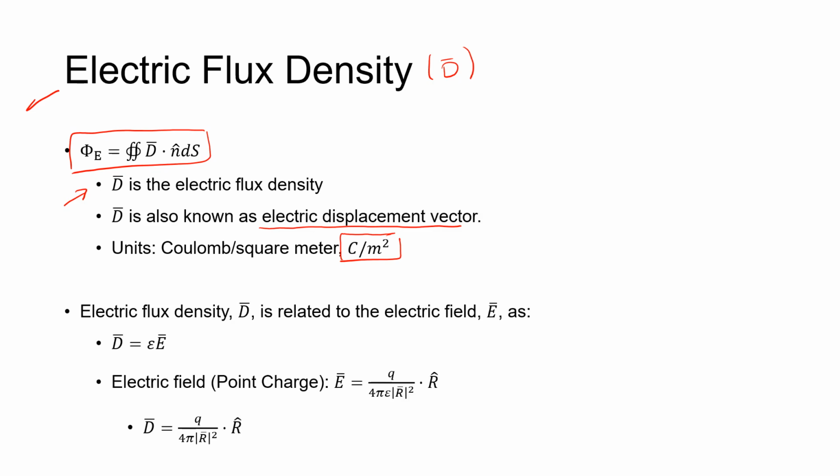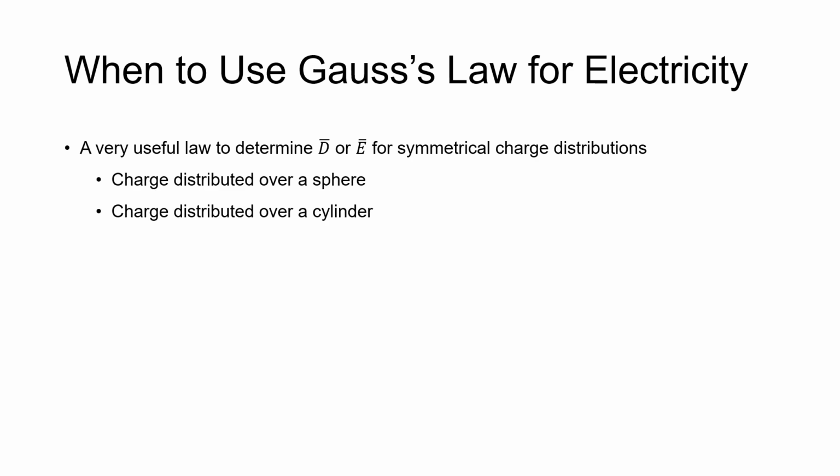The second thing here is the relation between D and E, and simply D is equal to epsilon E, and in free space, this epsilon, of course, will be epsilon naught. And since through Coulomb's law, we know that E equals Q over 4 pi epsilon R squared in the direction of R hat, then if we divide it by epsilon, we will get this relation to define D based on Coulomb's law. Now, the question is when to use Gauss's law for electricity.